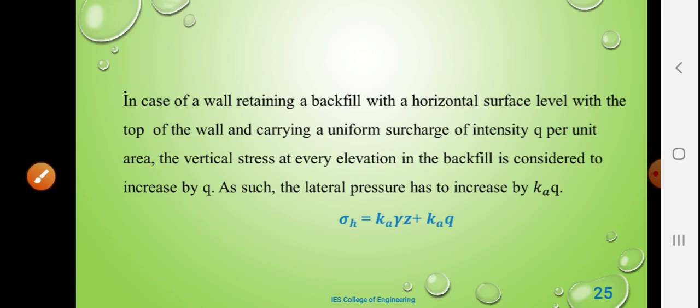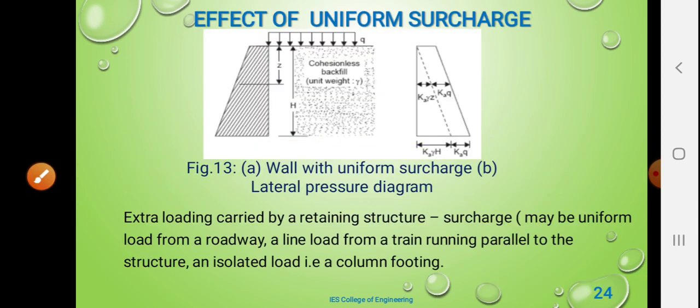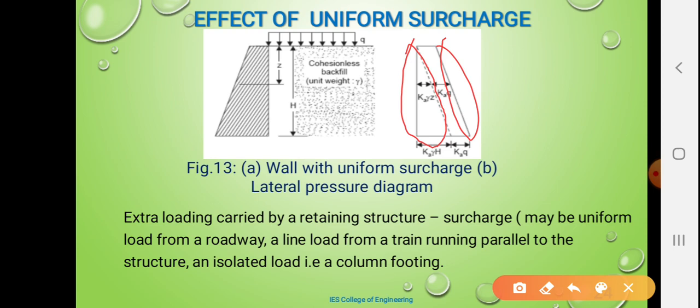So, the lateral pressure equation is, along with this term, a KaQ term will be added in the case of the surcharge condition. That means sigma h, that means earth pressure, equals Ka gamma h plus KaQ.